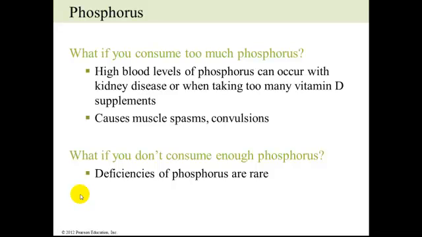Now, deficiencies in phosphorus are quite rare, as I said, because it's so readily available in our diet. Too much phosphorus can occur when people take too much vitamin D supplements. Vitamin D, we're going to talk about later, is one of the fat-soluble vitamins. This can lead to different kinds of muscle spasms, convulsions, and we don't see much in the way of too little phosphorus.